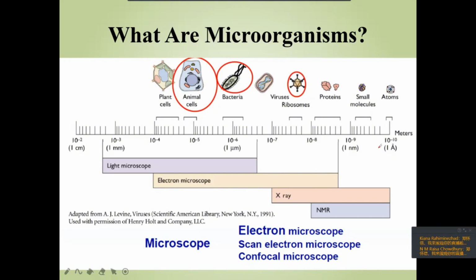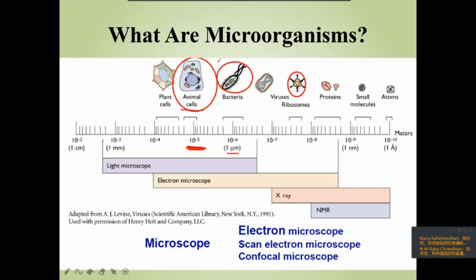So this scale bar, this ruler, shows us how small those microorganisms are. For example, here, these are the animal cells. The size of animal cells is about 10 or 20 micrometers. A micrometer is what you get when you divide a millimeter into 1,000 parts, and that one part is 1 micrometer. And animal cells are about 10 or 20 micrometers.